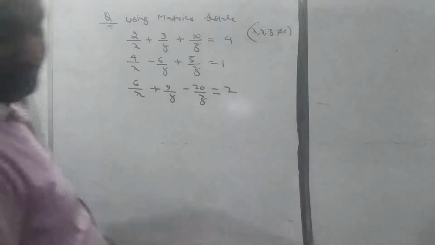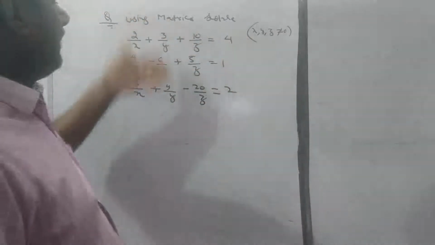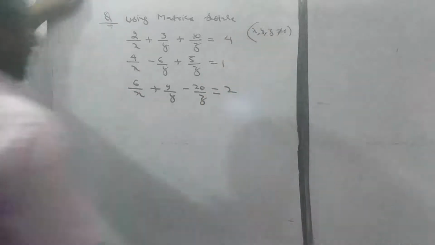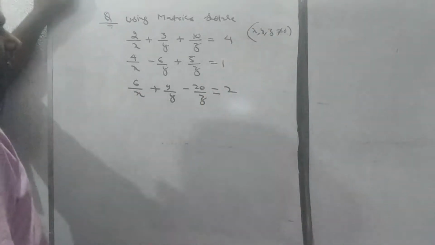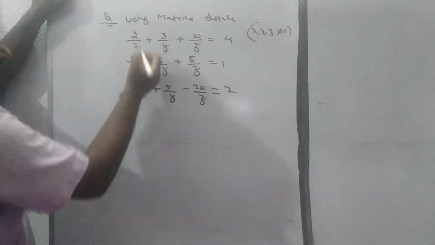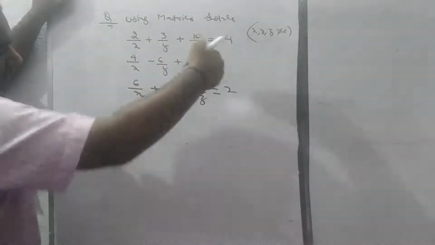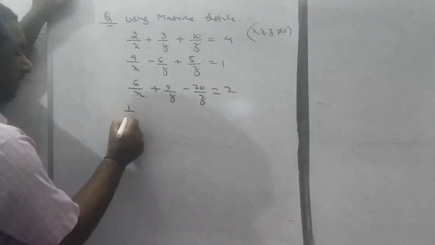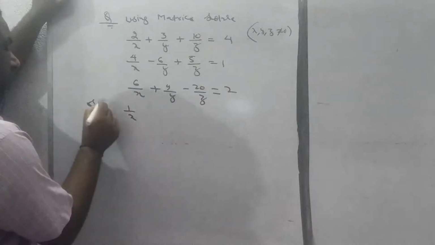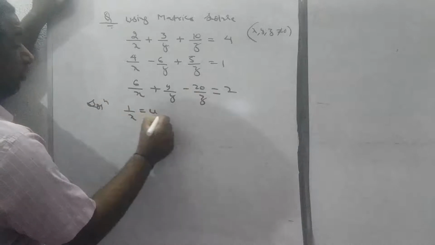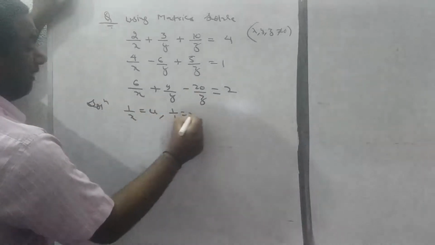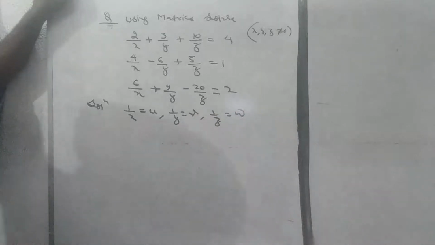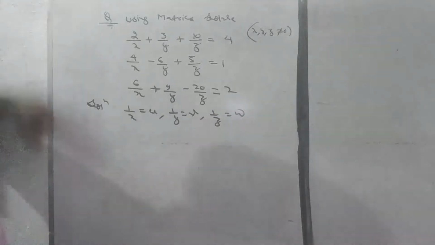Why? Because if x, y, z is equal to 0, then all the equations are undefined. So in such type of question, our first priority is to convert these reciprocals into normal variables. How can you do that? Let 1/x = u, 1/y = v, 1/z = w.